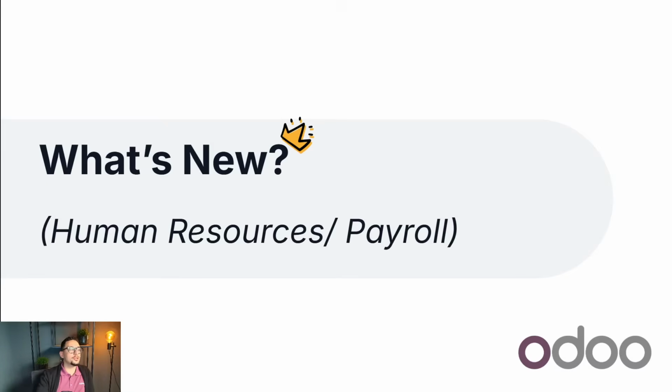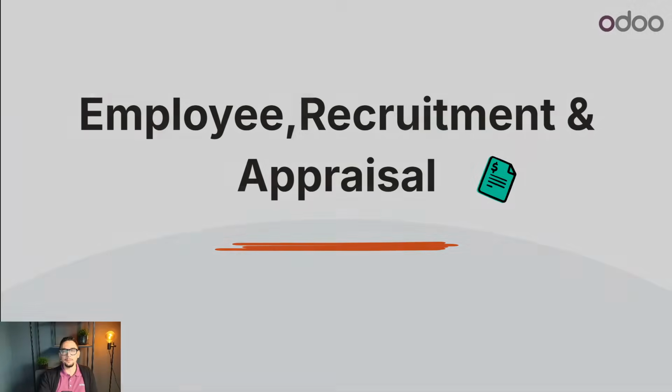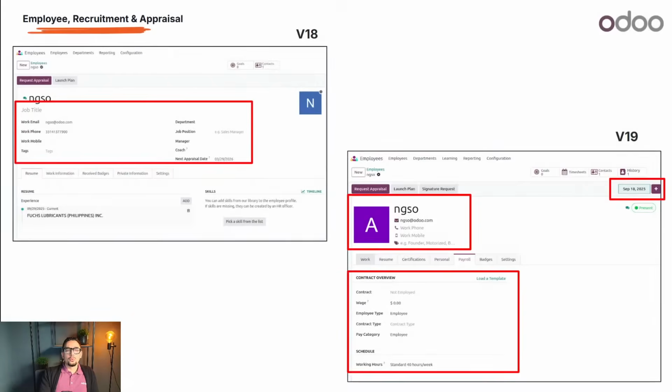Okay, so what's new in terms of human resources and payroll? So we have a new template, a new view for the employee. This is what it looked like in version 18, and it's a more sleek design over here, and we can have the contract and edit the contract overview whenever we want, and we also have the dates of their appraisals, and we can request an appraisal automatically from here, and we can see their attendance, whether they're present, whether they're working from home, etc.